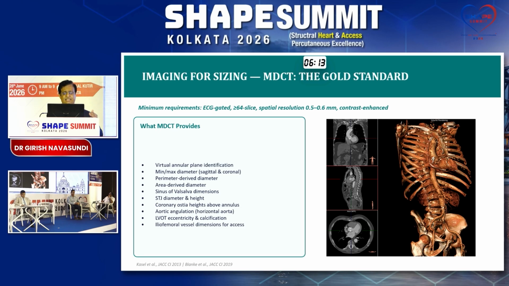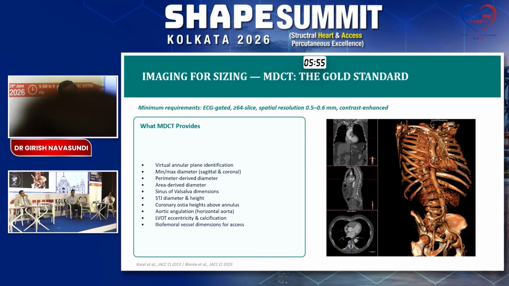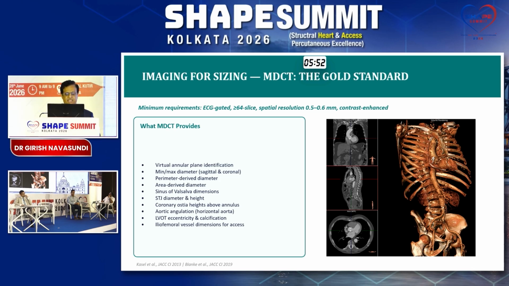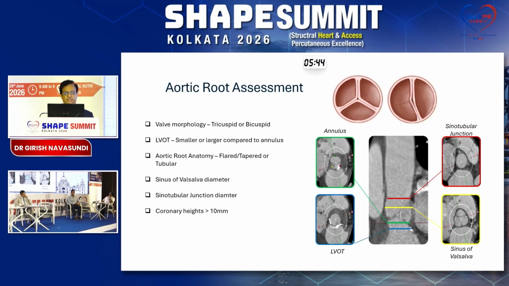Also, look at sinus of Valsalva dimensions, STJ diameter and height, coronary ostia heights above the annulus, and the aortic angulation, how horizontal it becomes, so that you can plan whether you need a balloon expandable valve or a snare if you're using self-expanding. Then you have LVOT eccentricity, which is important, and calcification, especially if you have bicuspid aortic valve. And finally, the access, iliofemoral vessel dimensions.